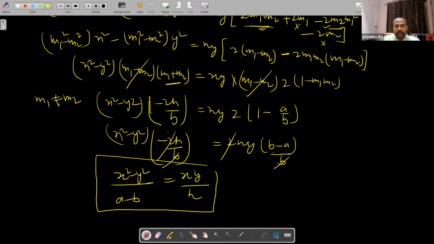This is the equation of the angle bisectors of the lines represented by ax square plus 2hxy plus by square equal to 0. So you have to remember this formula: x square minus y square upon a minus b equal to xy upon h.